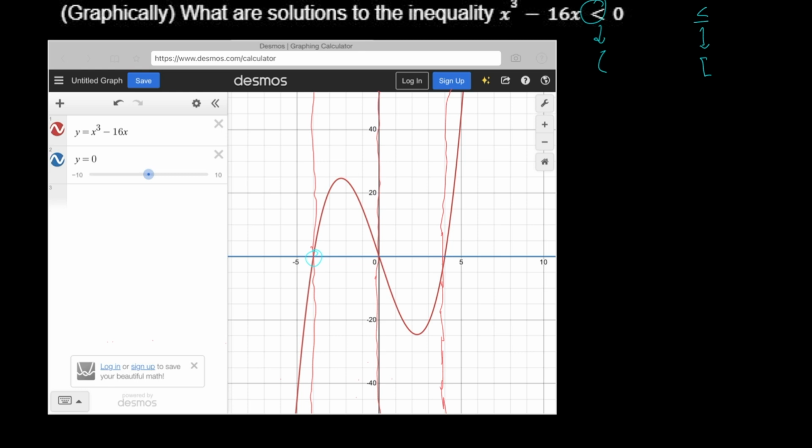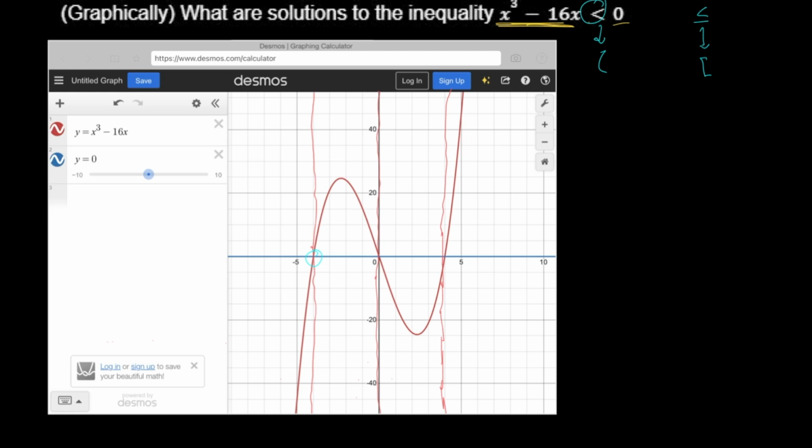So for my next interval, it will be -4 to 0. Then from 0 to, it looks like, +4. And then from +4 to infinity. Now our answer isn't all of these. We're looking for specific regions. We are looking for specifically where our function is less than 0, which means it's going to be lower than 0, or in this case, lower than the x-axis.